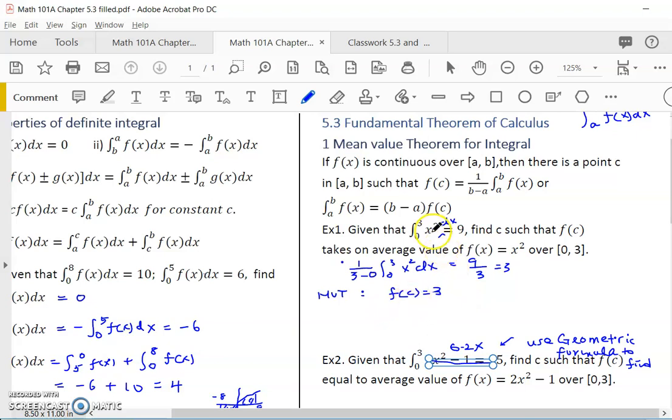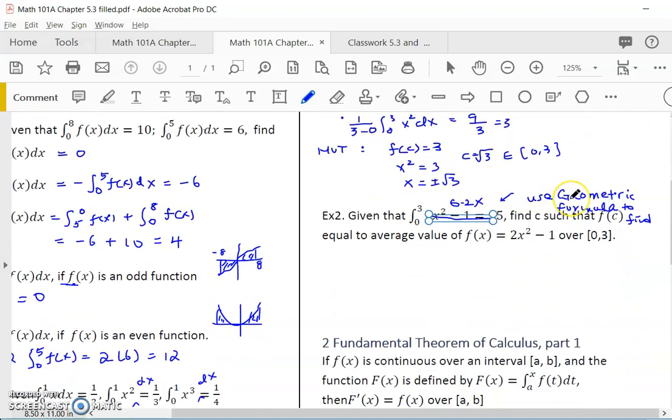So what is f? f of x is x squared. The function that is inside equals 3. Can I solve it? Yes. x is equal to plus and minus square root of 3. And one of them, positive root 3, is in the interval 0 to 3. So you can say that c equal to root 3 is in this interval of 0 to 3. So it validates the mean value theorem for integrals.